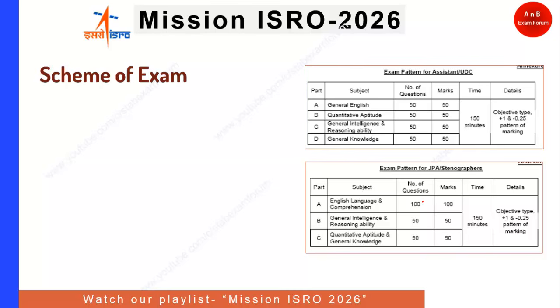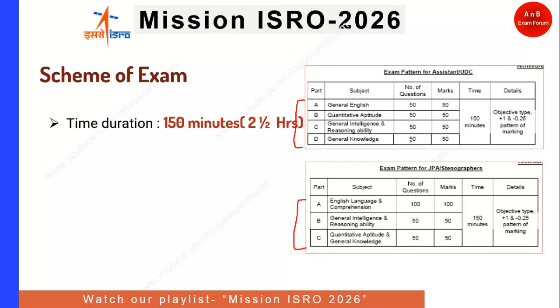So the first one, the scheme of exam. This is the scheme that is given in the notification. As you know, there are two posts, Assistant UDC and JPA and steno. So you can see the exam pattern for each of these posts. In Assistant UDC, there will be 4 parts. And for JPA and steno, there will be 3 parts. The difference is that English and quantitative aptitude and general knowledge are merged in this particular JPA and steno post. Whereas in Assistant UDC, each of these parts has 50 questions in it.